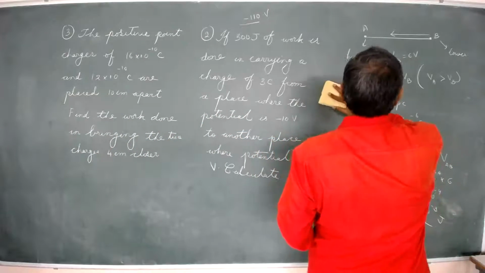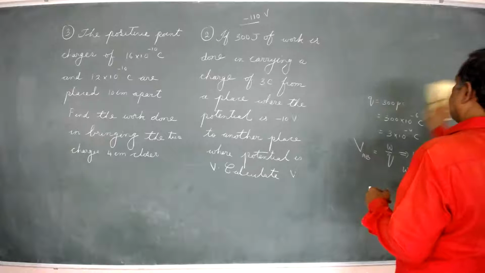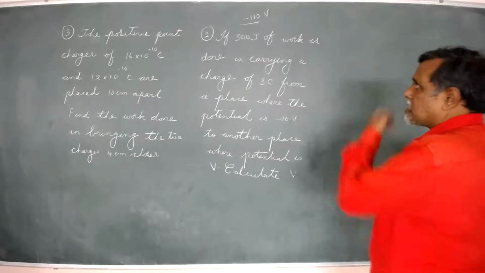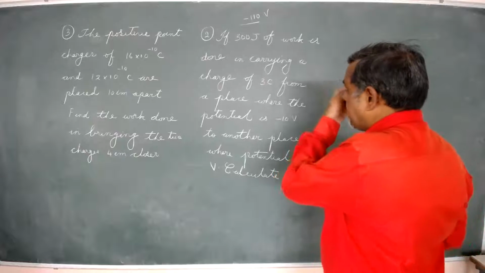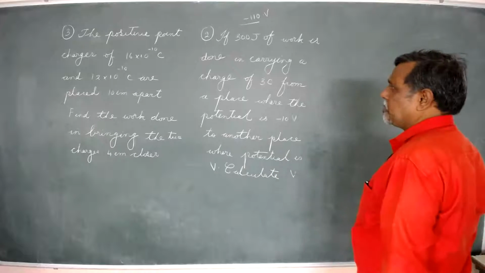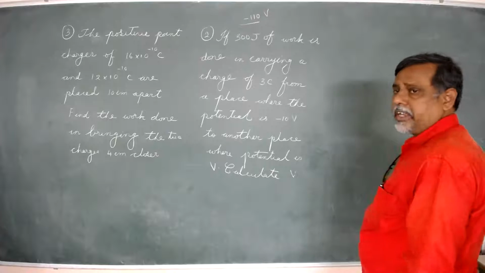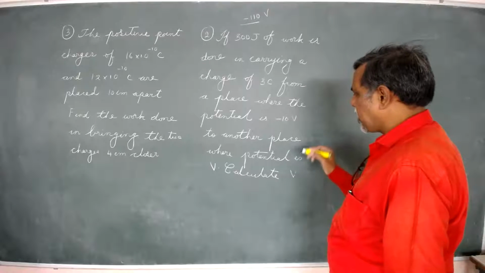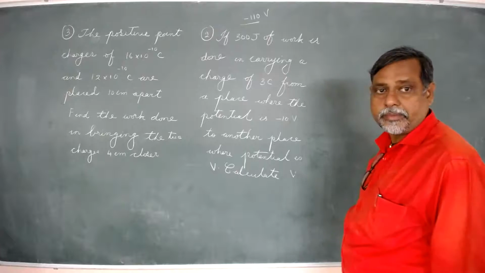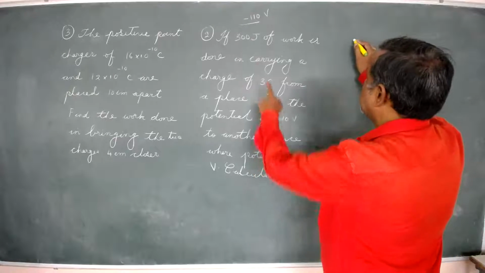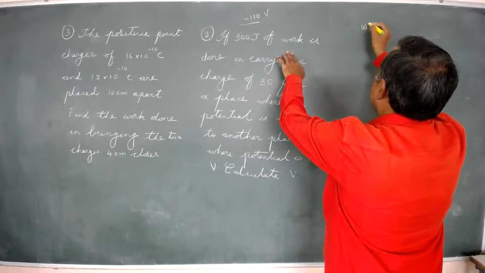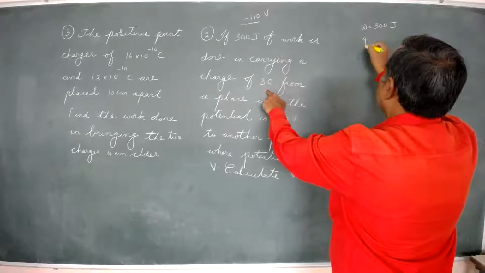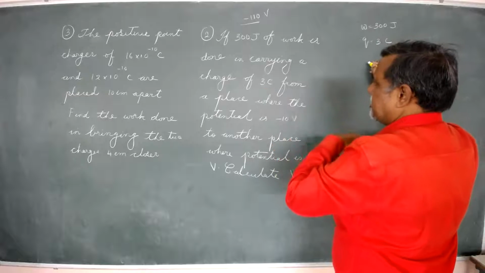In this particular case, let me discuss the solution of this. If 300 joule of work is done in carrying a charge of 3 coulomb from a place where the potential is minus 10 volt to another place where potential is V, calculate V. Same thing. So 300 joule of work done is equal to 300 joule, in carrying a charge which has also been given, which is 3 coulomb.